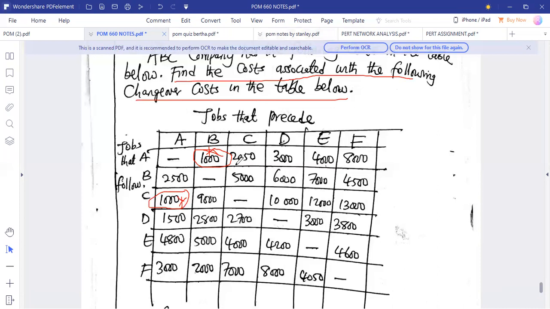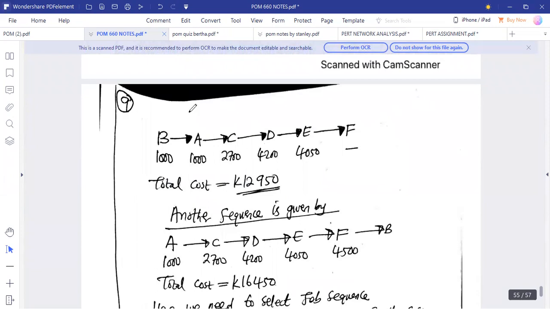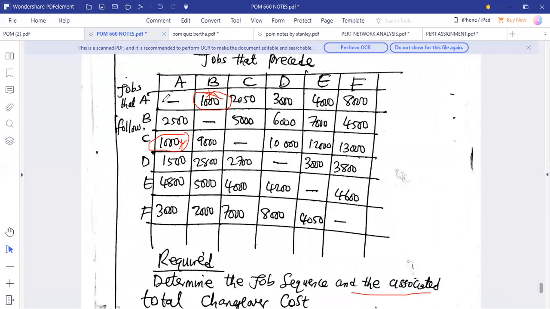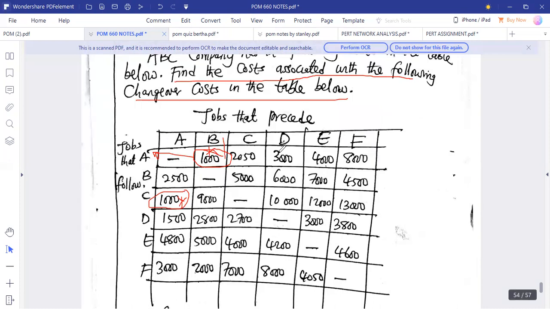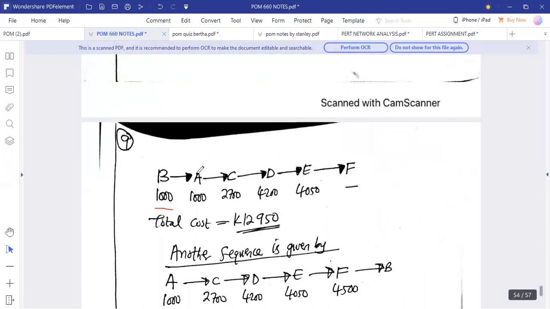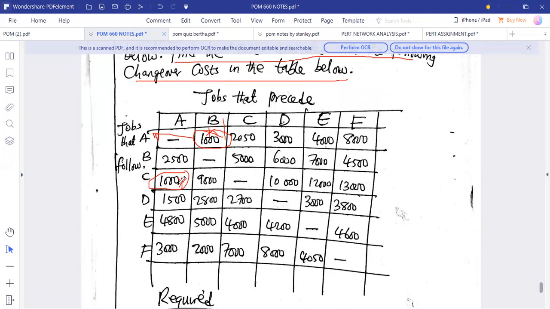If we start with the 1,000 here for B, B is the starting job, and the follower is A. B has started, this is the job that precedes, and this is the job that follows. So B has started, you put the 1,000 here, then the follower is A. In A, the smallest possible cost is 1,000, so the follower will be C. B has started, which is 1,000, and the follower is A.